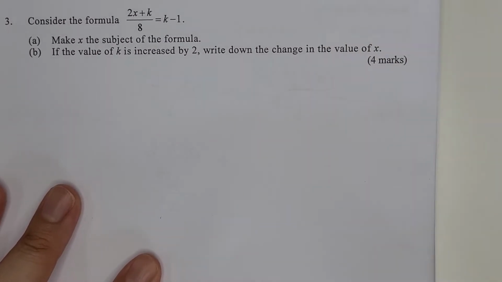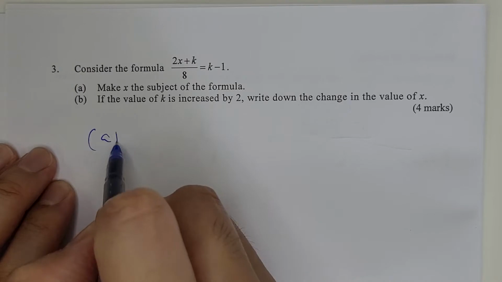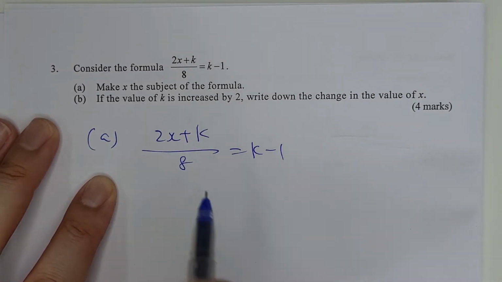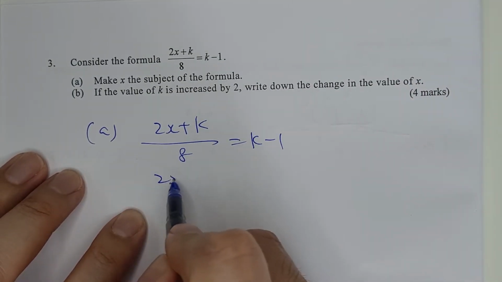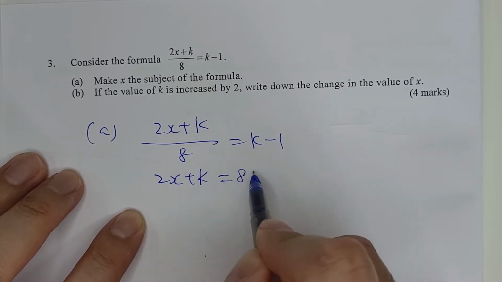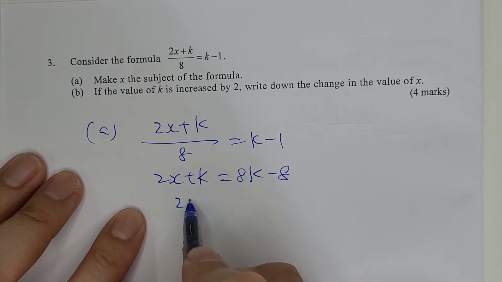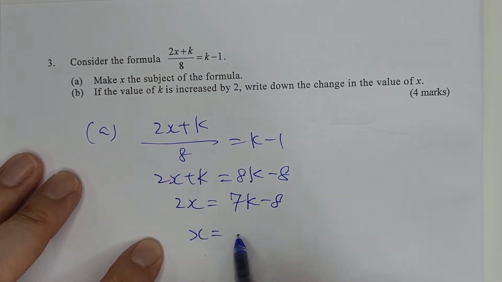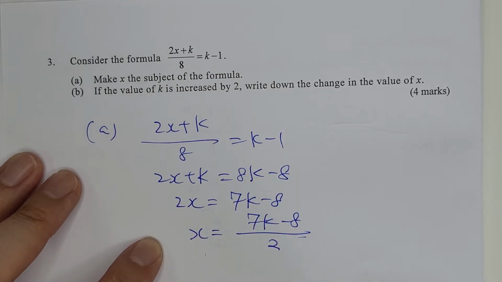For question number 3, okay, consider the formula. Make x the subject. Okay, quite straightforward. So (2x plus k) over 8 equals k minus 1. Then, multiply 8 to the other side, it becomes 2x plus k equals 8k minus 8. Then 2x will equal 7k minus 8. Finally, x equals (7k minus 8) whole expression over 2.